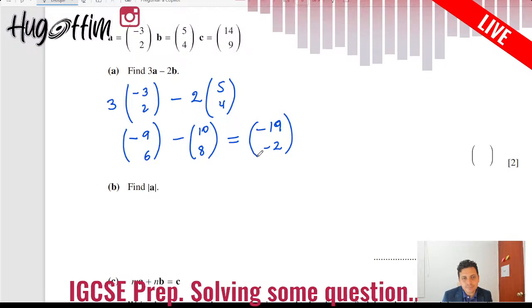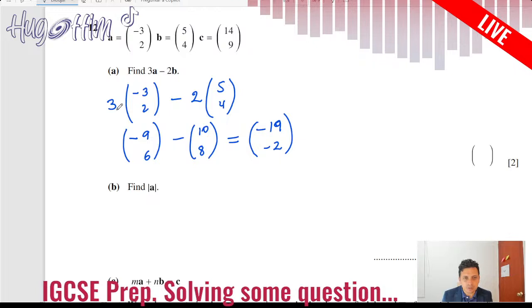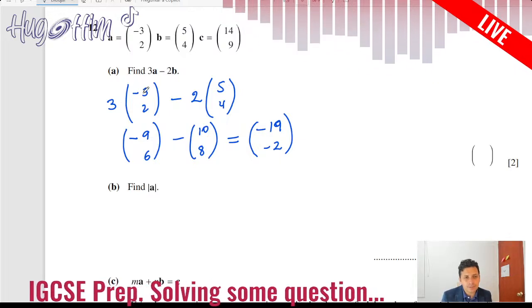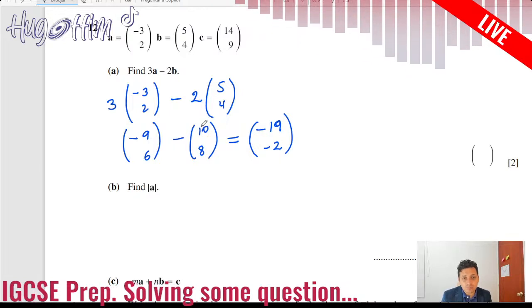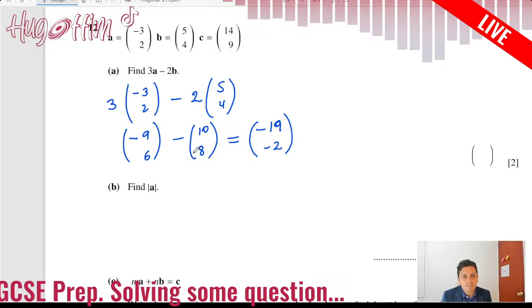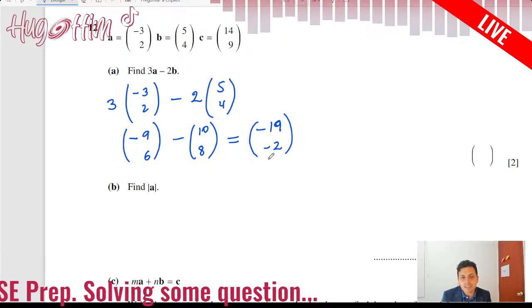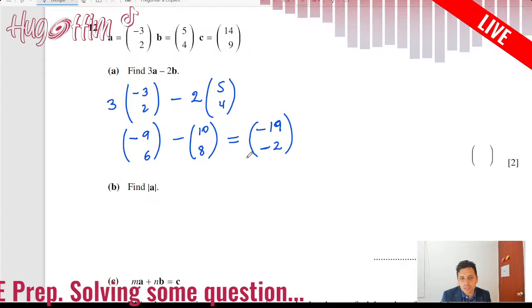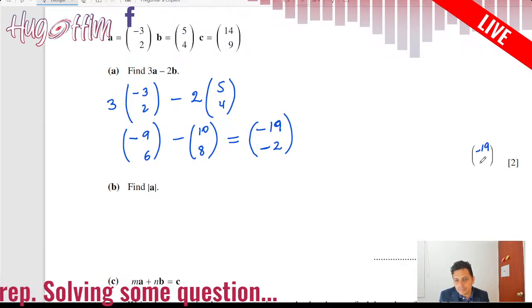Okay? So I'm just going to review that I did it correctly, because sometimes you make mistakes. So 3 times negative 3 is negative 9. 3 times 2 is 6. Negative 2 times 5 is 10. 2 times 4 is 8. And now minus 9 minus 10 is minus 19. 6 minus 8 is minus 2. Okay? So that's it. So the answer is minus 19, minus 2.